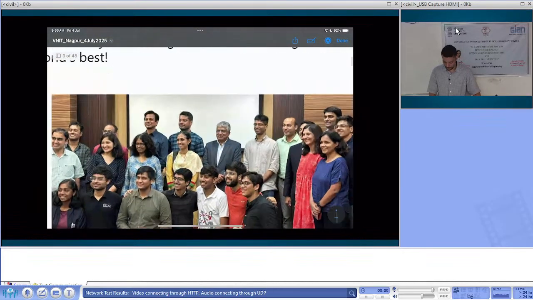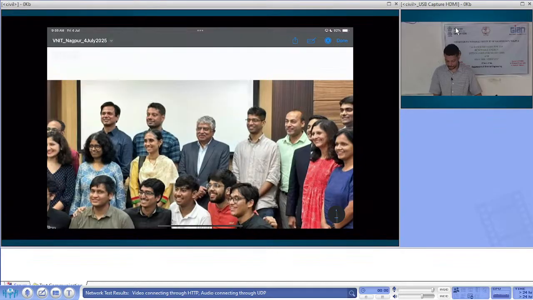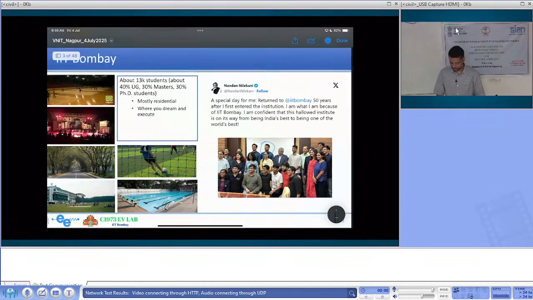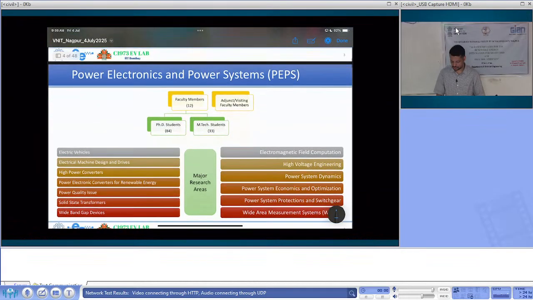Anyways, this was me again meeting Mr. Nandan Nilekani when he came there. He donated a large sum to our institute, and this was a discussion we had after that. Okay, just a few minutes more.